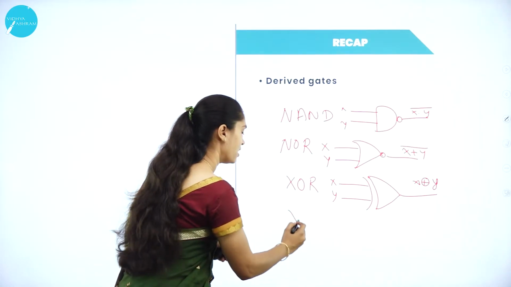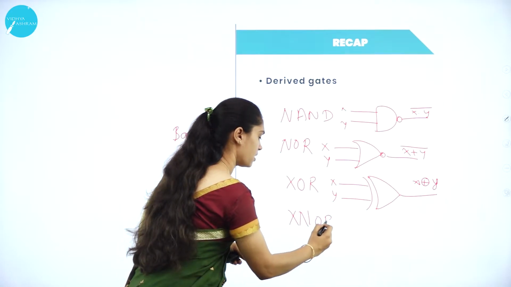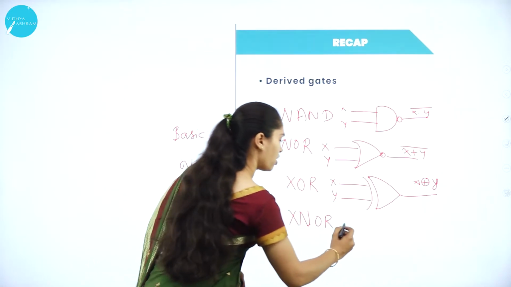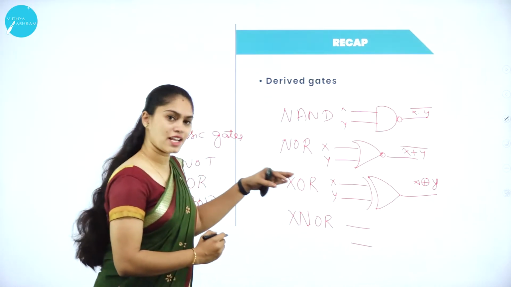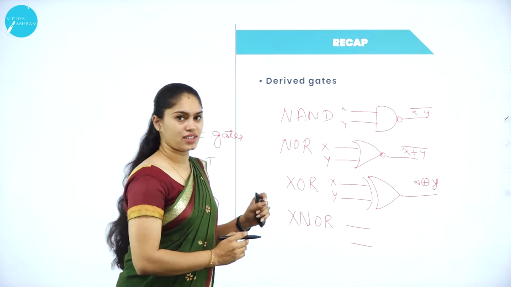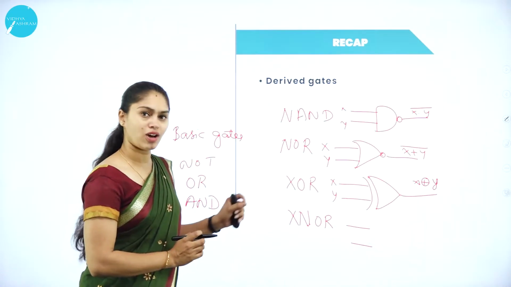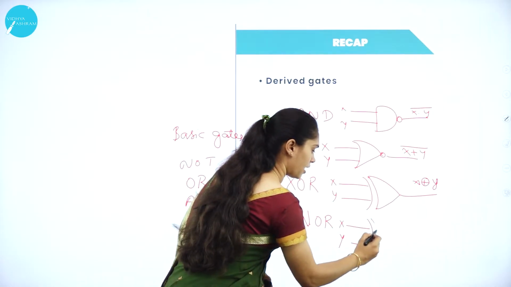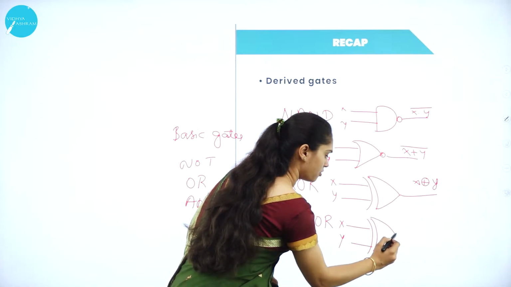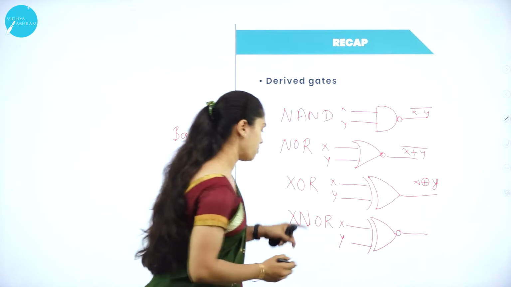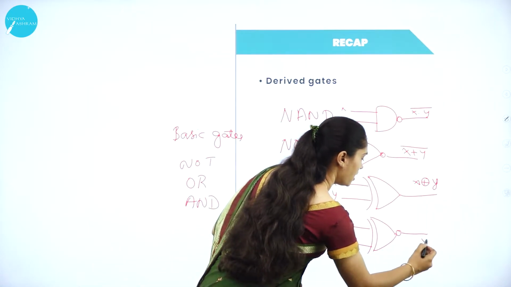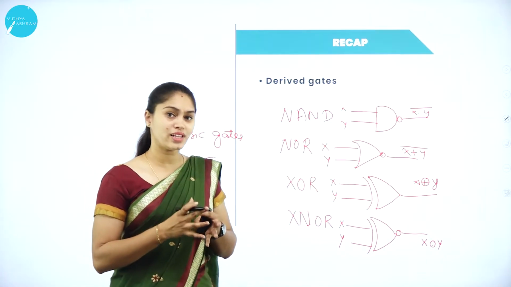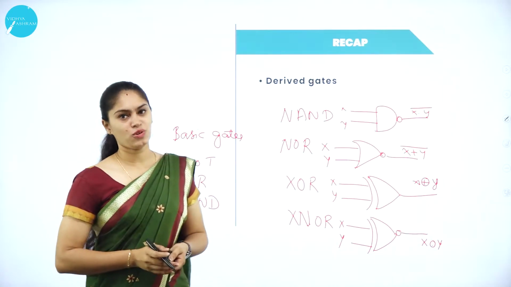Then we have the last type, that is XNOR. When it comes to the XNOR, this is exclusive NOR gate. Then how are we going to represent it? It is the same as XOR, but that will be added with an inverter. If it is added with an inverter, then we are going to call that XNOR. So here X and Y are the two inputs and exclusive OR gate with inverter. So it becomes XNOR. Then how to represent it? X dot, that is surrounded by circle, then Y. This is how the representation of the derived gates happens.